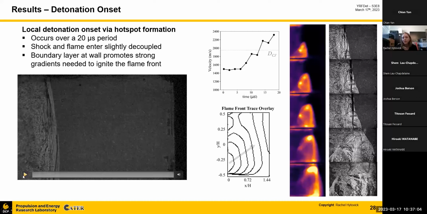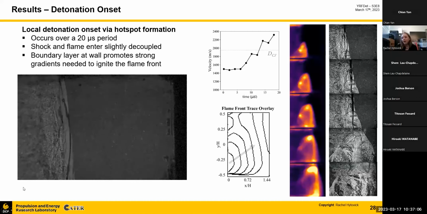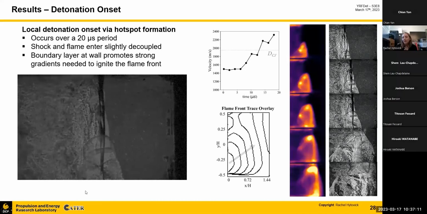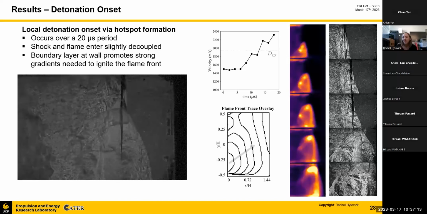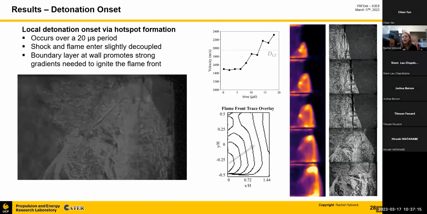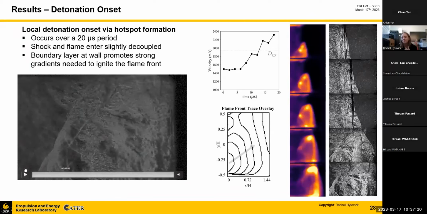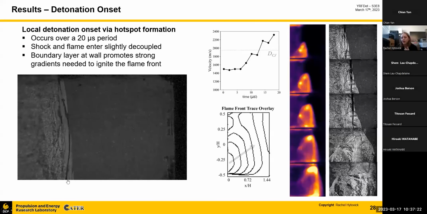So we'll play it probably 3 times. But you can see down at the bottom here how it starts to expand and come up. And then through that, we start to see this cellular detonation front all the way on the right, as it propagates out of the flame. So I'll play that one more time. And again, it'll be right here.